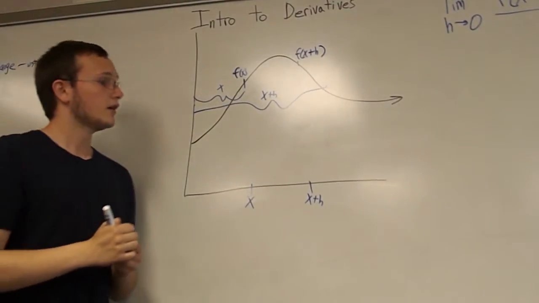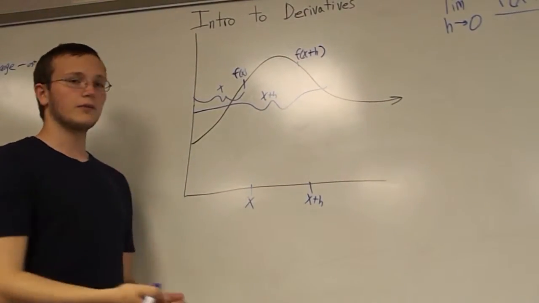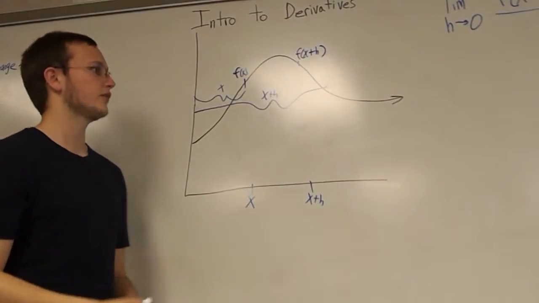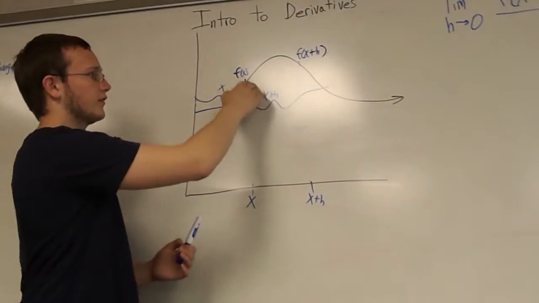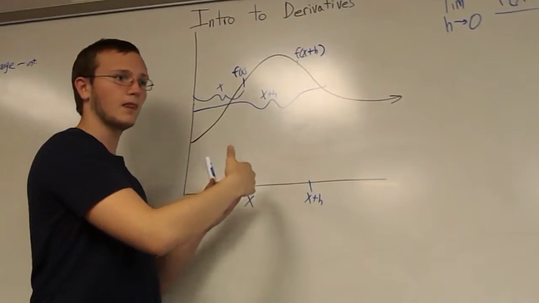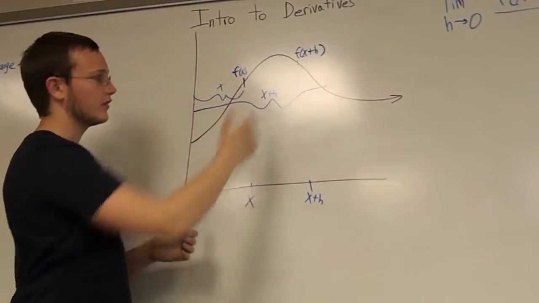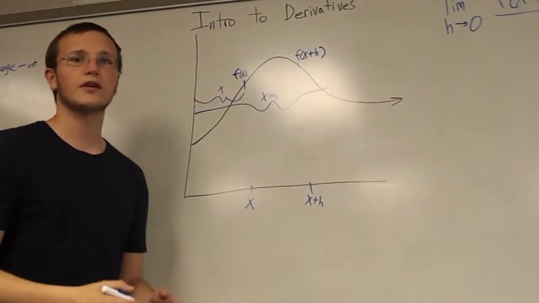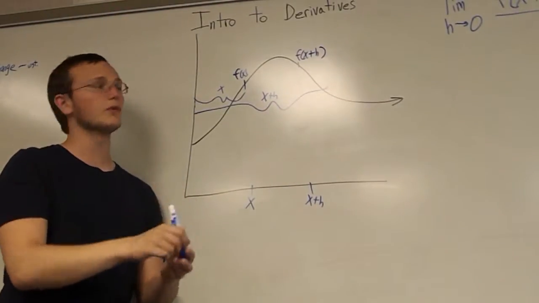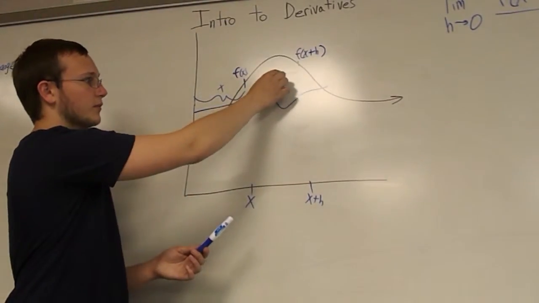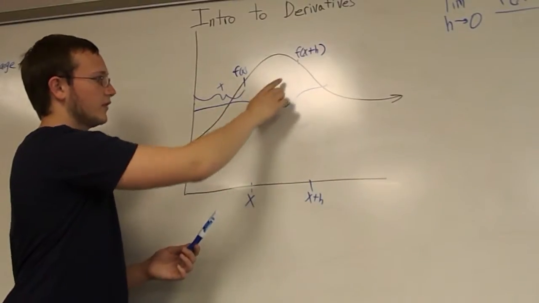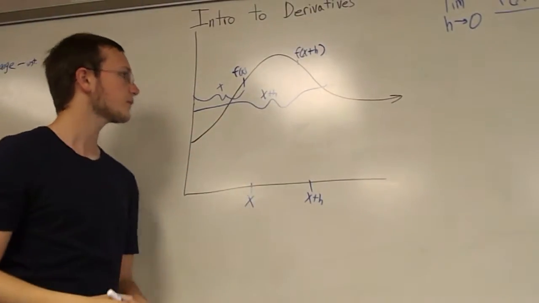Now, with any sort of average rate of change, what you'd be looking at is the change in y over the change of x along a set interval, which would be, in this case, from x to x plus h. But with a derivative, we're trying to look at it at one specific point, so we have to make that interval get smaller and smaller and smaller, which would be this part right here, x plus h.